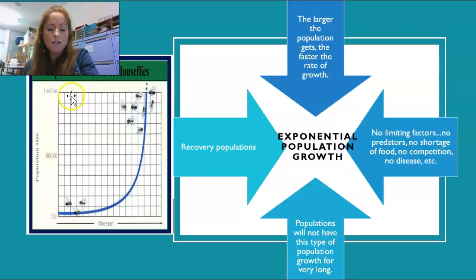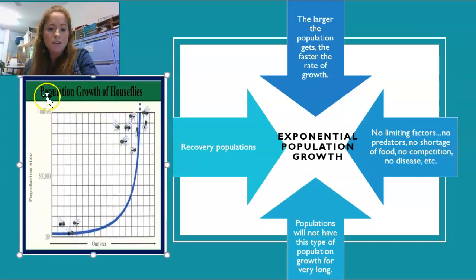If you're looking here, you can see that this is a population of houseflies, probably in my house, to be honest. And the population is quite small. And then as the year progresses, they are doubling in number. By exponential growth, that means they keep doubling in number every generation. At first the growth seems to be slow, but that's because the numbers are low. And so you go from 2 to 4 to 8 to 16 to 32.